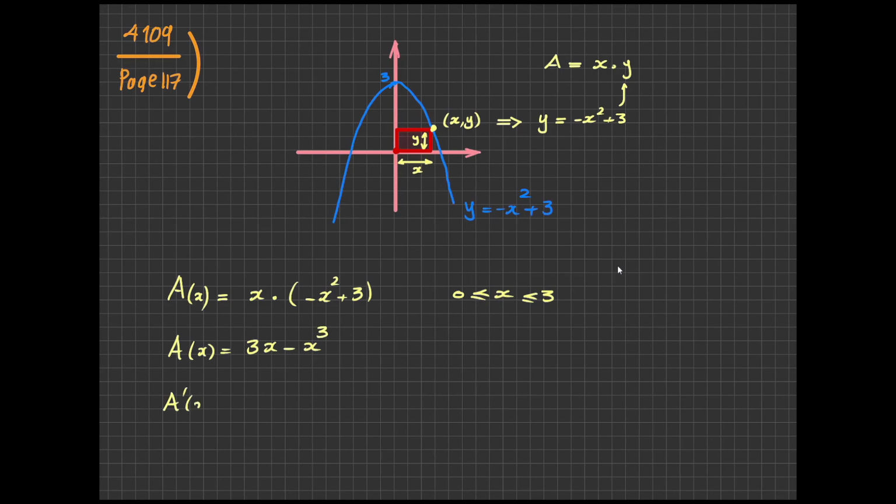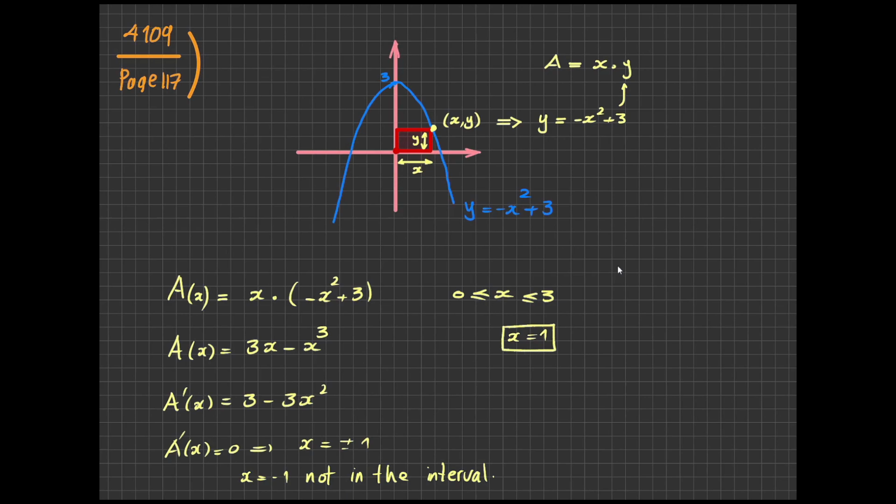I differentiate it. I put it equal to 0. And then x becomes plus or minus 1. Minus 1 is not acceptable, not in the range, not in the interval. Okay, so x equals 1 is the only one here. As I told you, I calculate A of 1. What is the answer? If I replace x with 1, this becomes just 2.